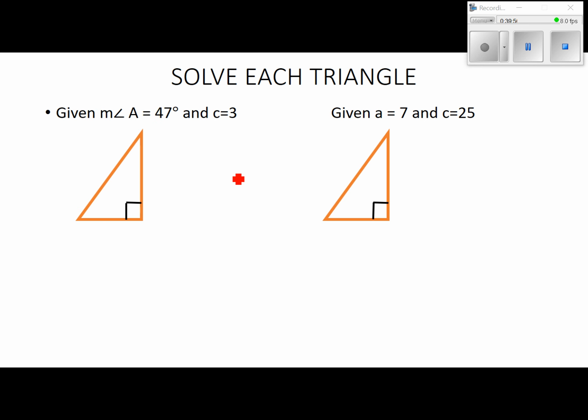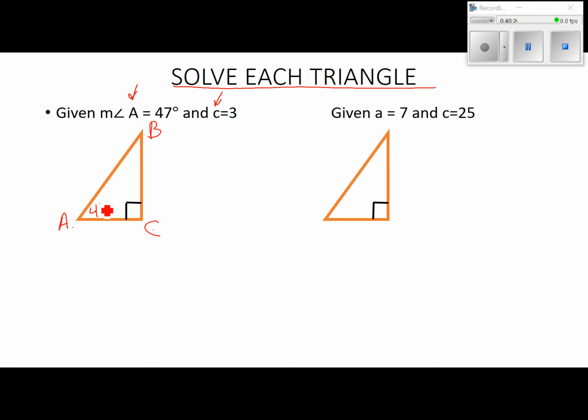On these, it says solve each triangle, and all that means when it says solve each triangle is find all the missing parts. So we're going to find all the missing parts. They didn't label the triangle for us this time, so we're going to do it ourselves. Again, when we label it, A, B, just looking at the names they gave us here, they've got a big A and a little c, so it's probably going to be A, B, and C is going to be the right angle.